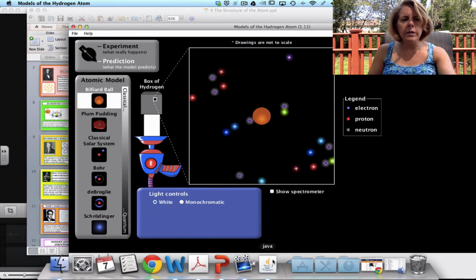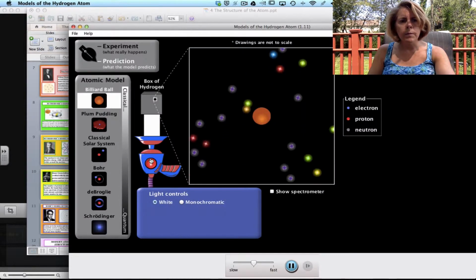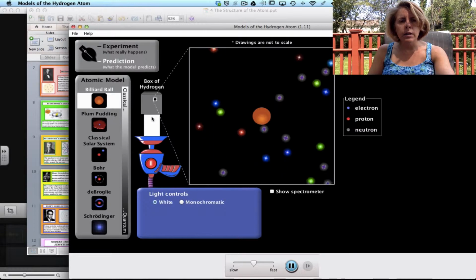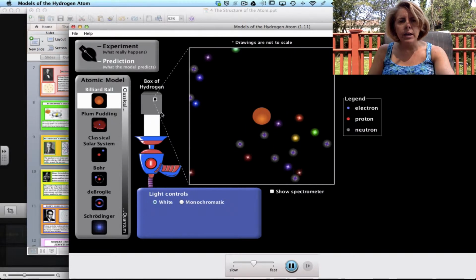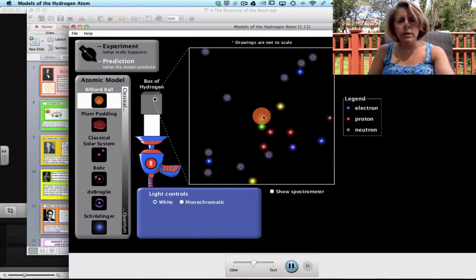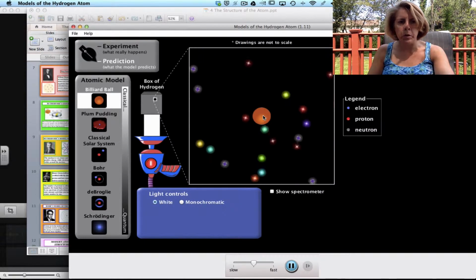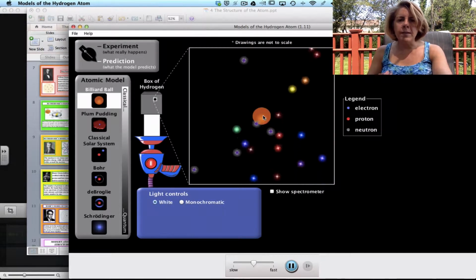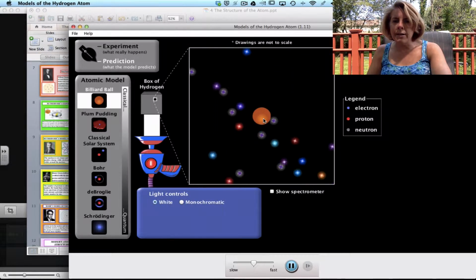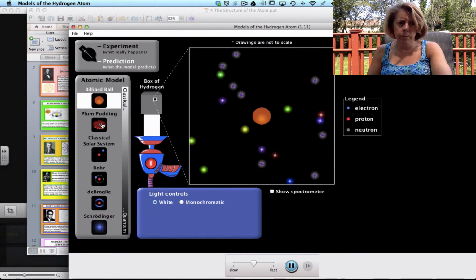Okay, so here's an experiment that we could take. This is essentially hydrogen, and we're shooting a light at it. And here we have a billiard ball, and we have particles of light bouncing off of this billiard ball. Okay, so the question is, is this a good model of the atom? It's a nice idea, but it's not very useful for what we actually observe in the real world.